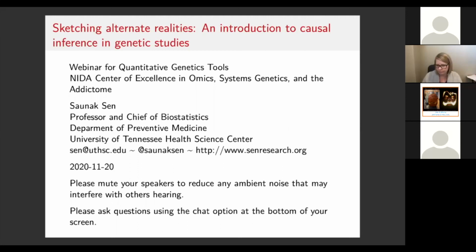The title is Sketching Alternate Realities, an Introduction to Causal Inference in Genetic Studies. What I'll do is cover the two main frameworks for causal inference, which are essentially identical, but provide different ways of thinking about the problem. That of the potential outcomes framework, also called the counterfactual framework, and the graphical framework using directed acyclic graphs, also called Bayesian networks or causal graphs.